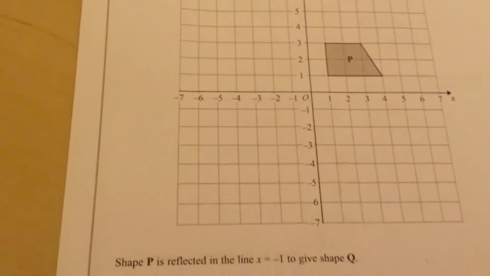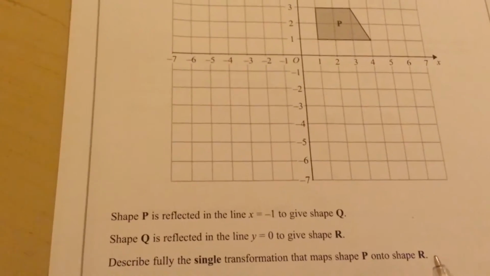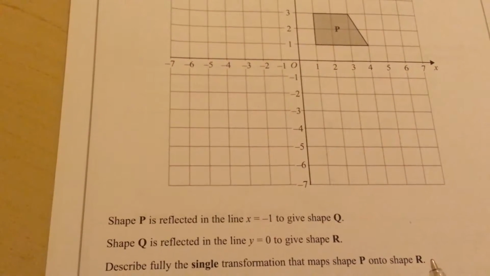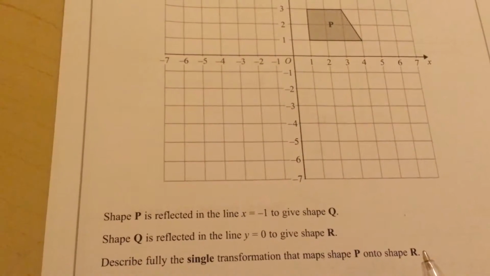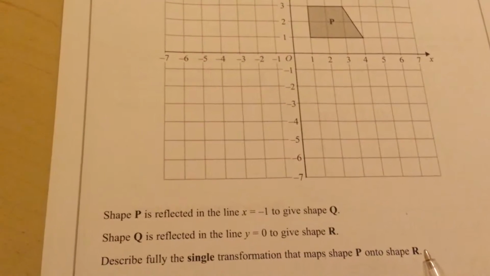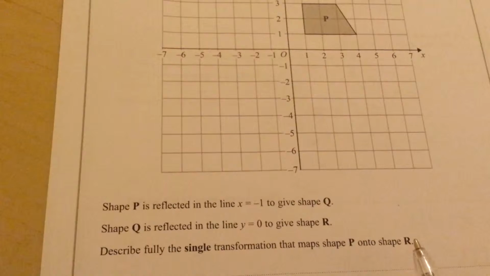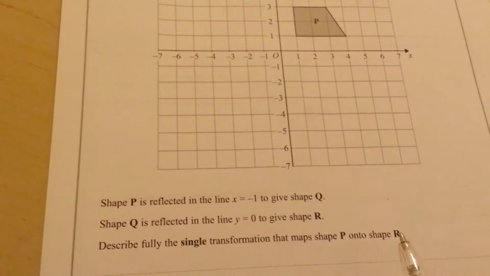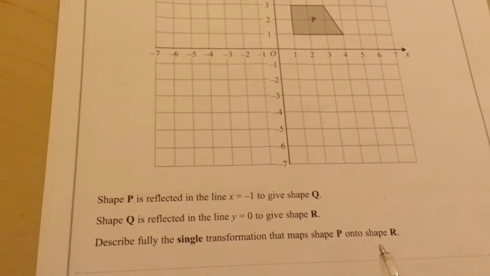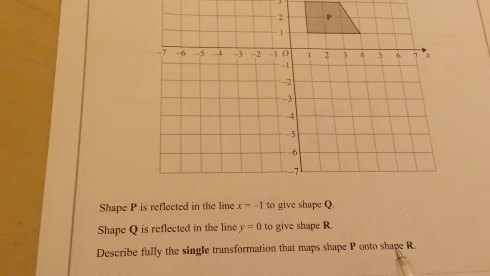Now given this, we're asked that shape P is reflected in the line x equal to -1 to give shape Q. Then shape Q is reflected in the line y equal to 0 to give shape R. Describe fully the single transformation that maps P onto R. Let's do the first one first.